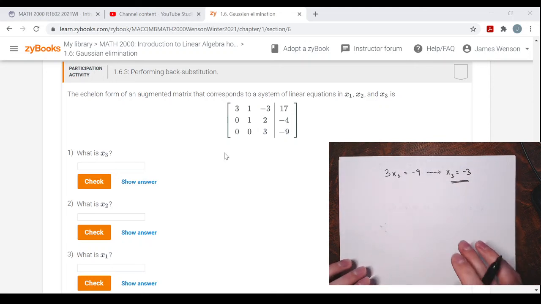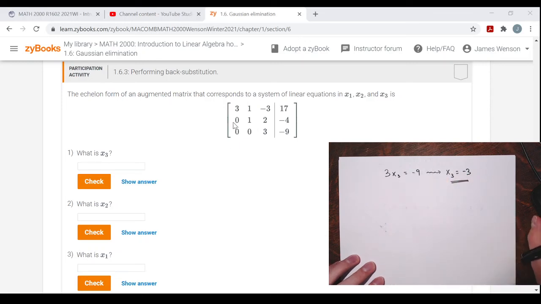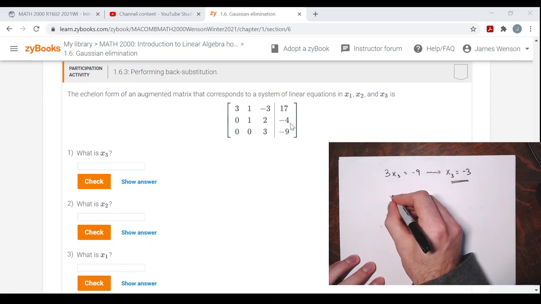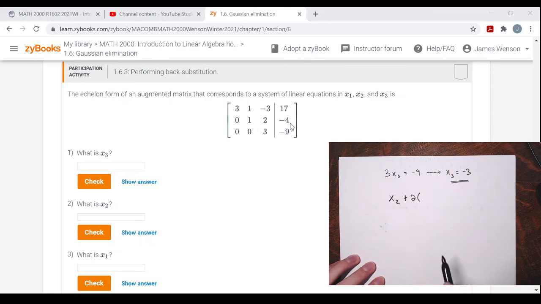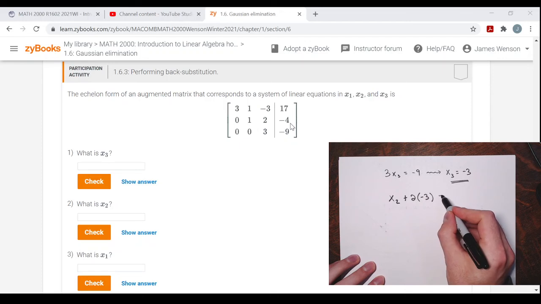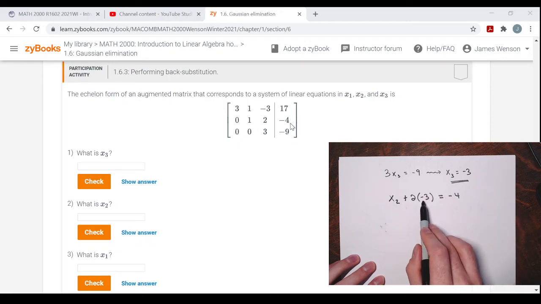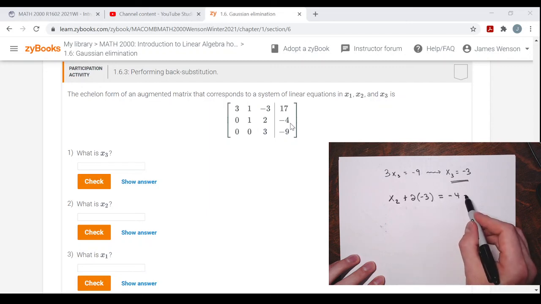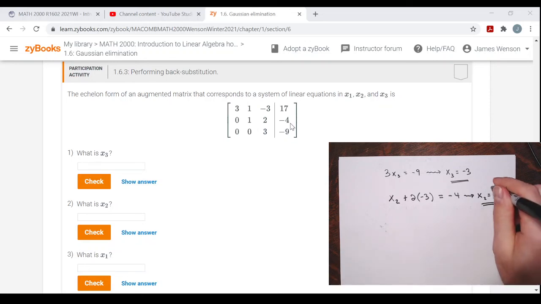Then, using negative 3 for x3, I go into the second row. The second row, 0, 1, 2 equals negative 4. That's 1x2 plus 2 times x3. But I know what x3 is now. x3 is negative 3, so x2 minus 6 equals negative 4. I would add 6. We get x2 equals positive 2. Now I know what x2 and x3 are.